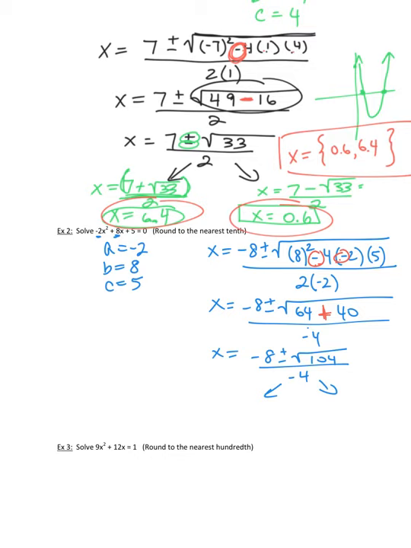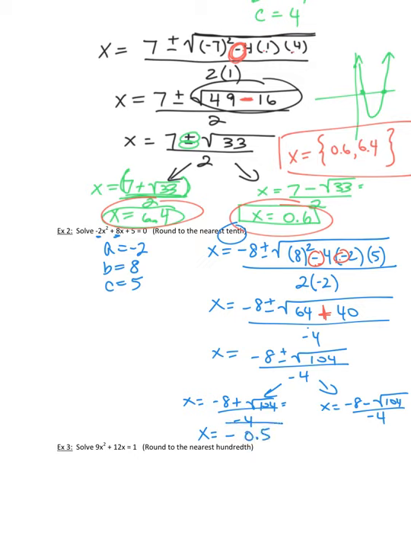I'm now going to have two paths. Either x equals -8 plus the square root of 104, all of it divided by -4, or x equals -8 minus the square root of 104, all of it divided by -4. So in my calculator, remember to hit equals for the numerator first. So I have -8 plus the square root of 104 equals, I got 2.198, and then divide that by negative 4. That's going to give me x equals negative, and I said round to the nearest tenth, negative 0.5.